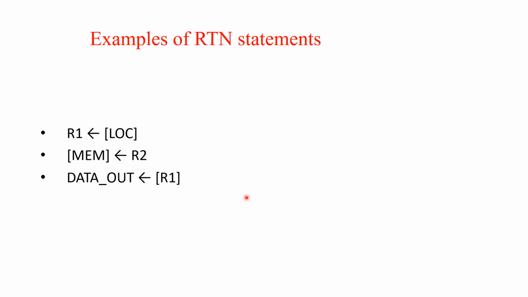Examples of data transfer. The first one shows moving the data from the memory location to register R1. The second one moves the data from the register R2 to memory. And the third one shows moving the data from the register R1 to the input output register DATAOUT.